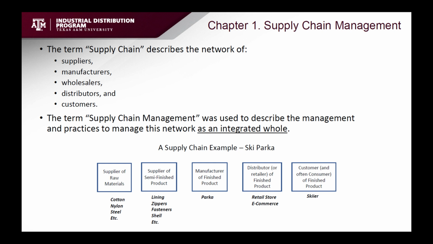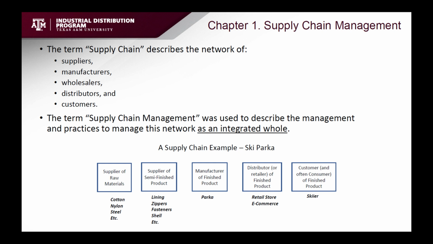Notice that word, right? The network. I mean, we're not talking about one company. We're talking about an entire ecosystem of organizations that together deliver value. Supply chain management is the discipline of running that entire network as one integrated system. Integrated. I mean, that word is going to come up again and again this semester. Highlight it in your notes.